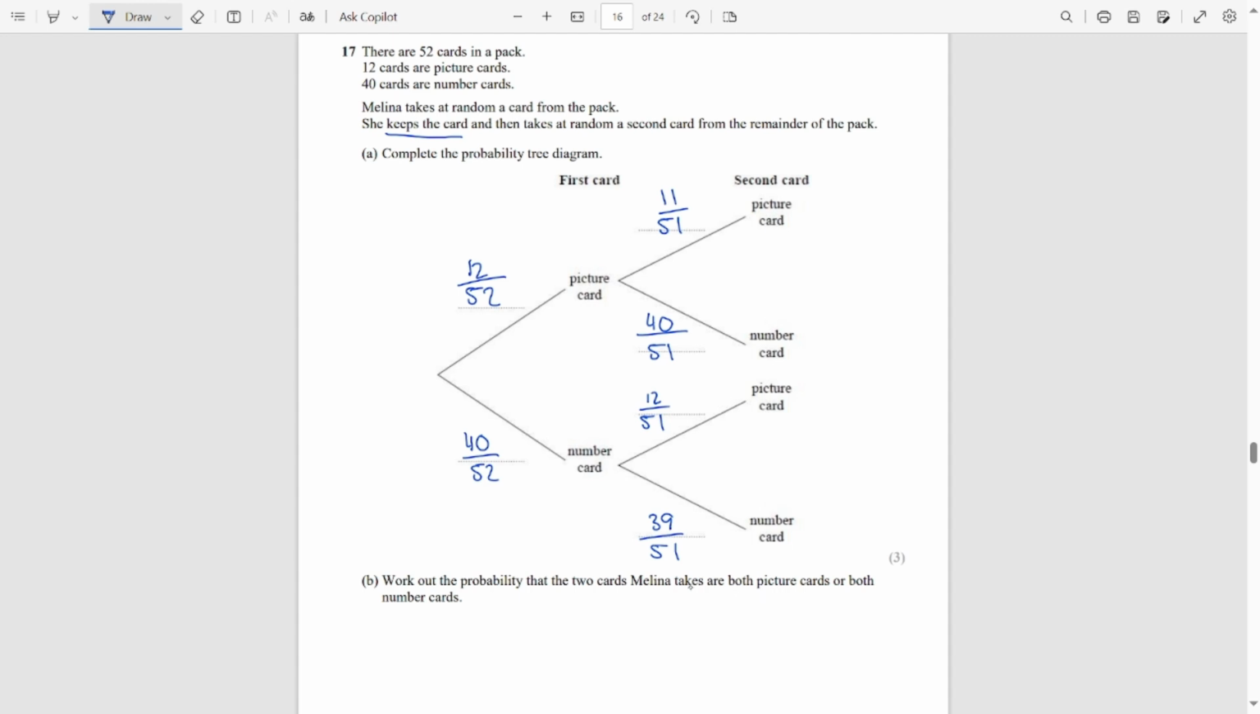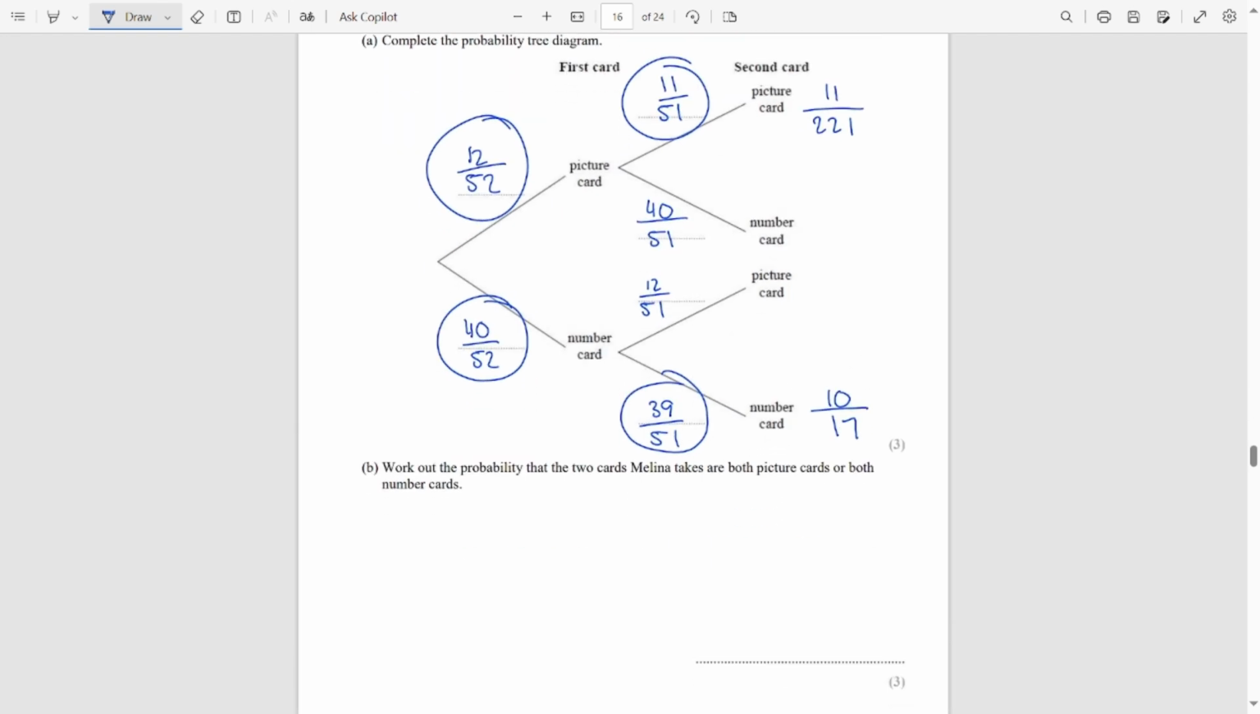Okay, then we are asked to work out the probability that the two cards she takes are both picture cards or both number cards. Well, both picture cards, we are going to multiply together these two probabilities here. So we need to do 12 over 52 times 11 over 51. And that will get me the probability of picture, which is 11 over 221. And then we want both number cards, so we multiply number by number, and that gets me 10 over 17. And then we're going to add these two probabilities together to work out the probability that she takes a picture or she takes number. And so we add. And this gives me a total of 141 over 221.